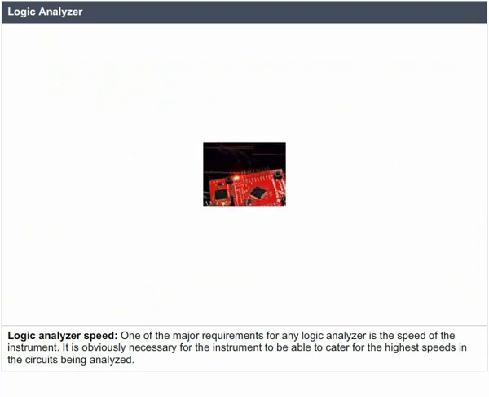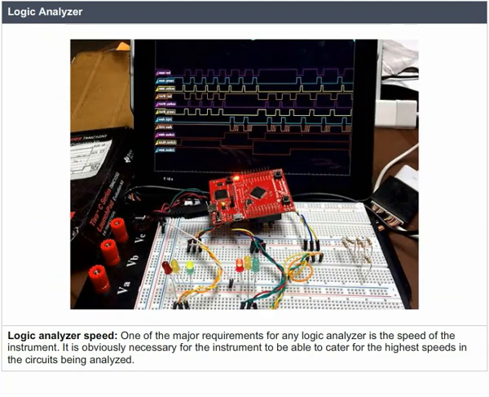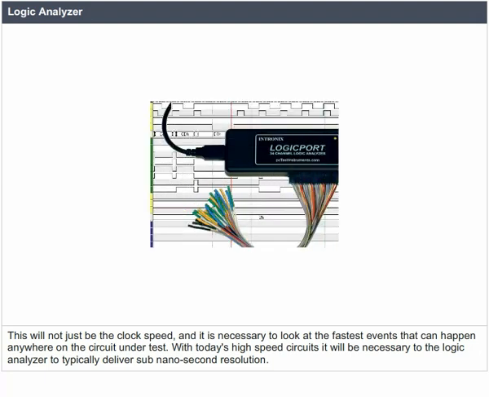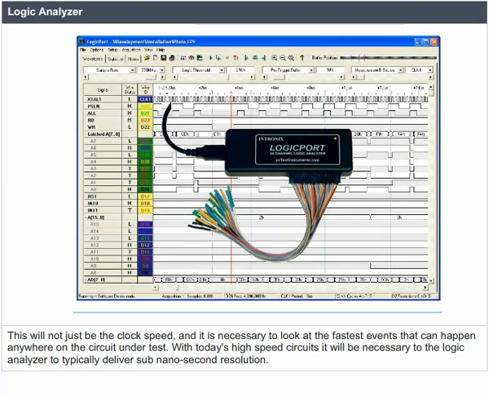Logic analyzer speed. One of the major requirements for any logic analyzer is the speed of the instrument. It is obviously necessary for the instrument to be able to cater to the higher speeds in the circuits being analyzed. This will not just be the clock speed, and it is necessary to look at the fastest events that can happen anywhere on the circuit under test. With today's high-speed circuits, it will be necessary for the logic analyzer to typically deliver sub-nanosecond resolution.